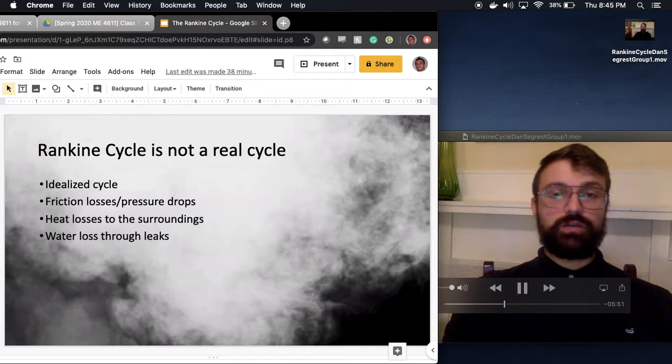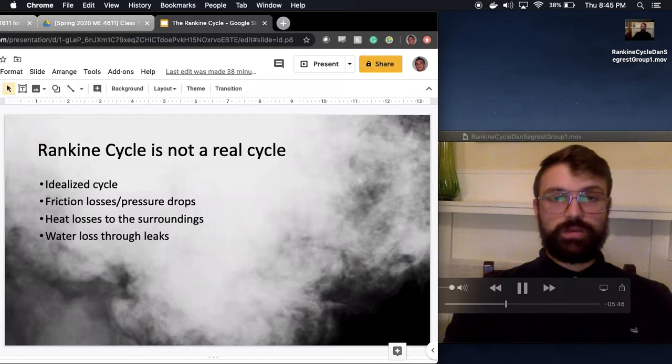So the Rankine cycle is not a real cycle, it's an ideal cycle. Because of that, we don't account for some of the losses that we actually have. For example, friction, which also means that there's going to be a pressure drop. Additionally, it's not adiabatic perfectly, so we do have some heat losses to the surroundings. We'll also, in this particular lab, have some water that's just lost through leaks.